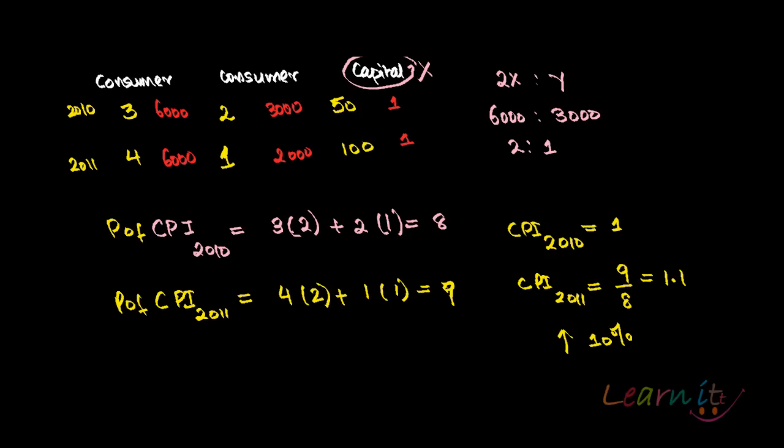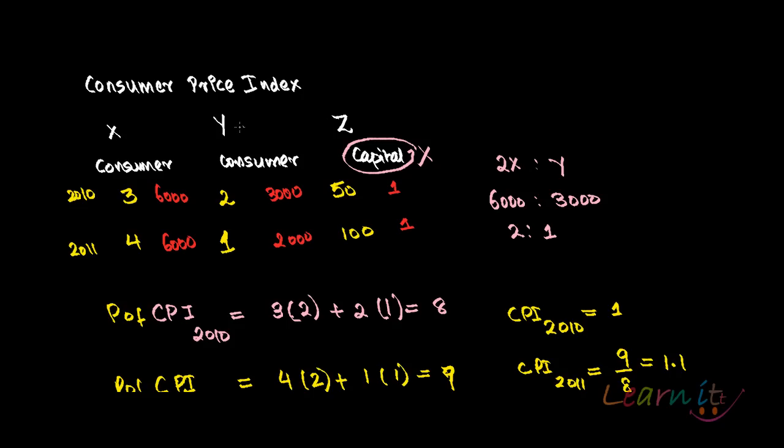When you were calculating GDP deflator, you would have included the capital good also, because that is assumed to be representative of the prices of all the goods and services in the economy.